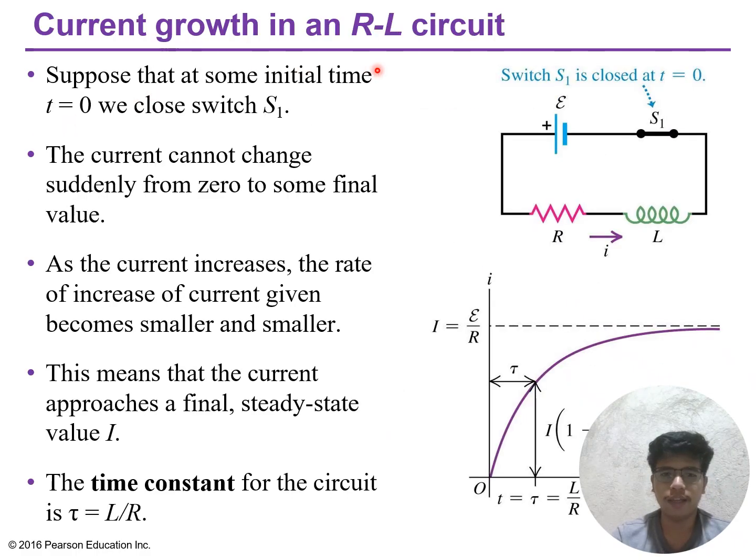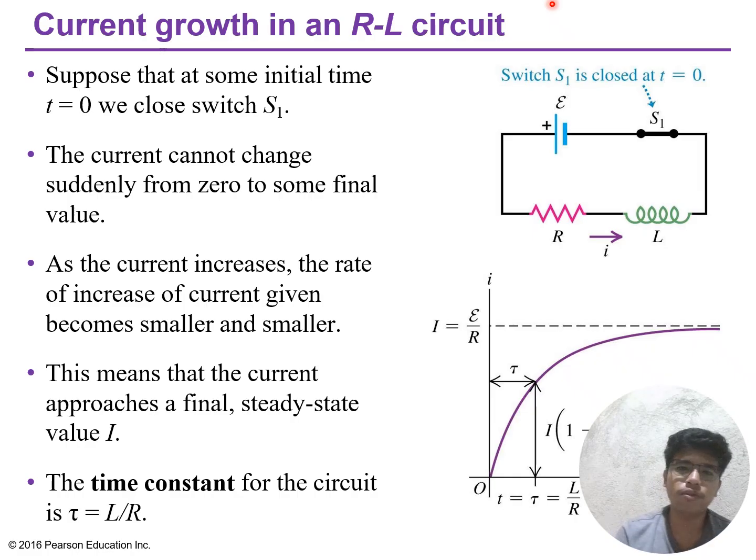Then for the current growth in an RL circuit, we have the RL circuit with a battery of voltage epsilon, resistor R, inductor L, and switch S sub 1, which closes at t equals 0, connecting the battery. The current cannot jump instantly from 0 to the final value I sub F equals epsilon over R. So inductors oppose sudden change.